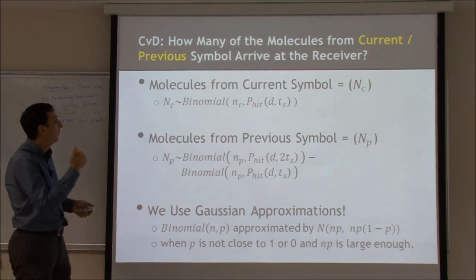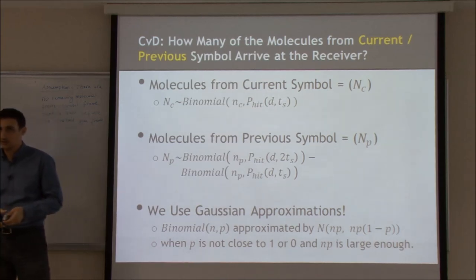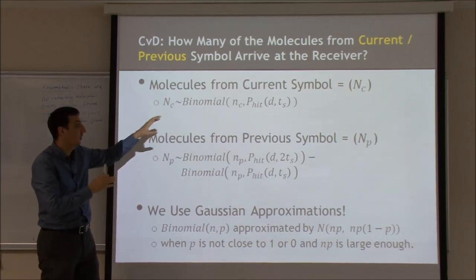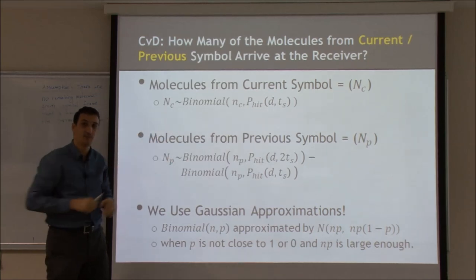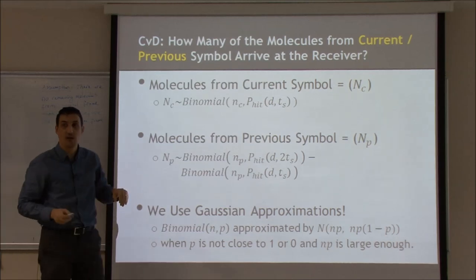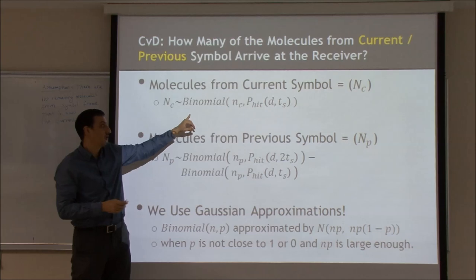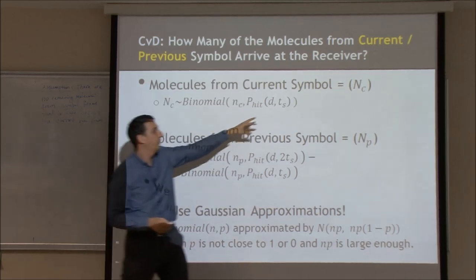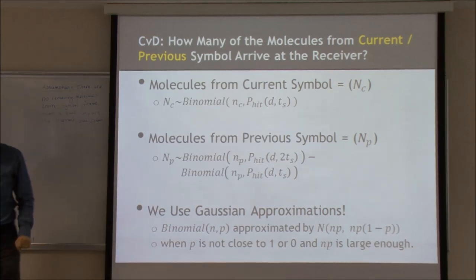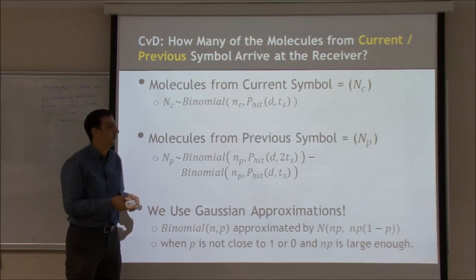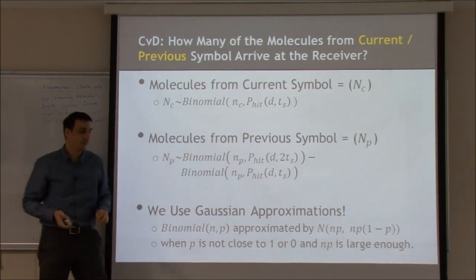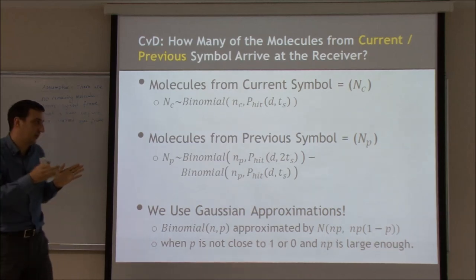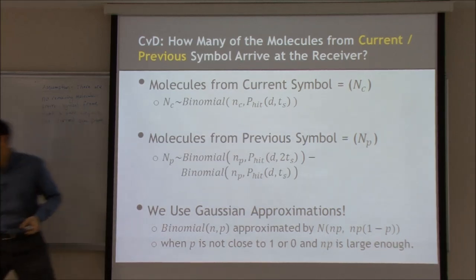How many of the molecules from the current and previous symbol arrive at the receiver? Let's look first at the current frame. You release some molecules and some of them arrive at the destination. How many of them? It obeys the binomial distribution with parameters: number of molecules and probability of hit for a given symbol duration period. And how many of the molecules from the previous symbol? We denote it by NP, and it's again, if you consider one symbol duration, binomial, but in two symbol durations, let's draw it.